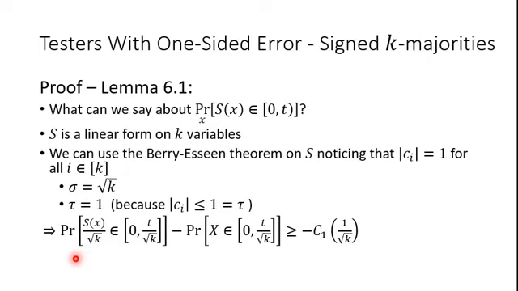So now if we plug this into the Berry-Esseen theorem, we get this relationship. We get that the probability of s(x) divided by sigma being in this interval, this would be set A, minus the probability of the Gaussian random variable being in the same set A, is larger or equal to minus some absolute constant times tau, which is 1, divided by the square root of k. So if we have this, we can see that it's already starting to look a bit more like this. So let's break this down further.